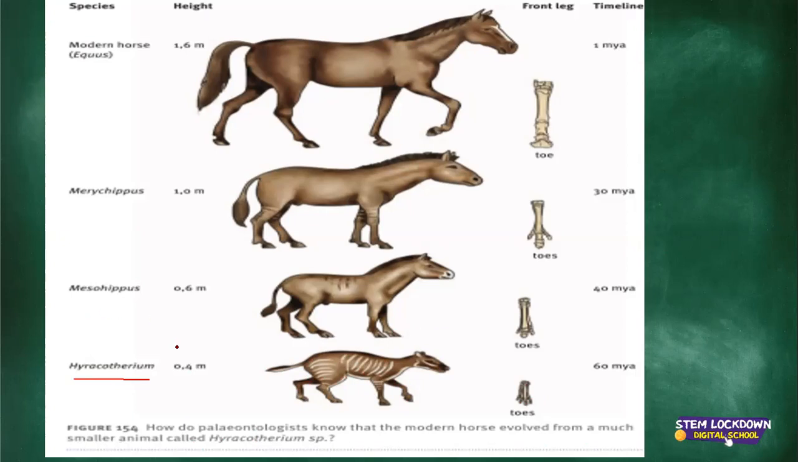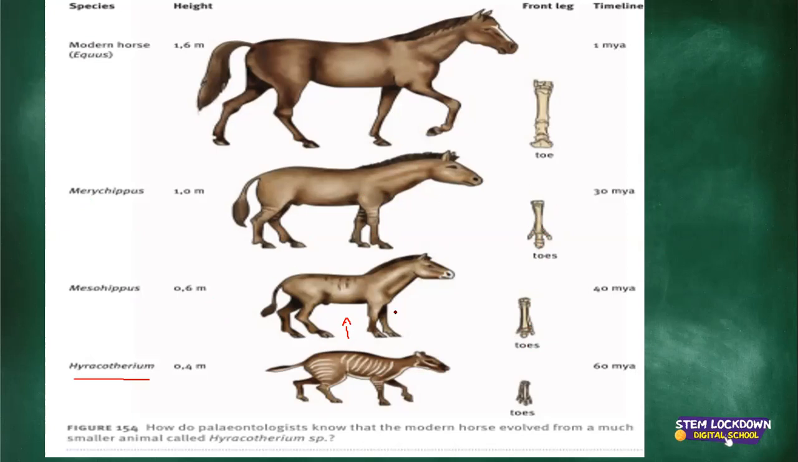Then after that developed the Mesohippus. Mesohippus was about 0.6 meters and it had three toes. So the changes have started to happen. And then we have the Merychippus. Merychippus was 1 meter tall and it had about 3 toes still, but the other 2 started to be smaller. The 1 toe in the middle was the main one, and the others started becoming smaller.